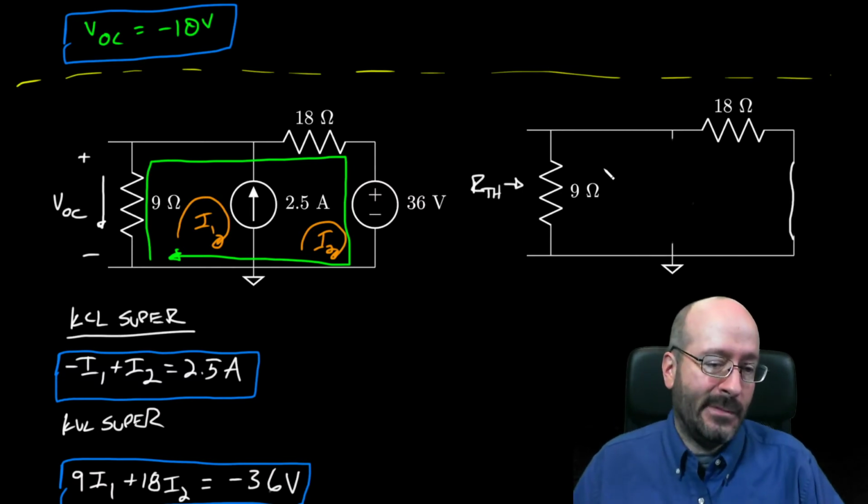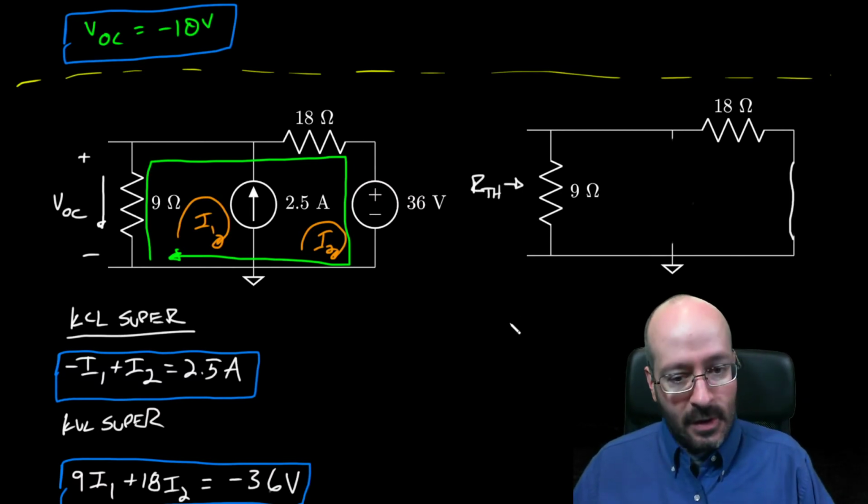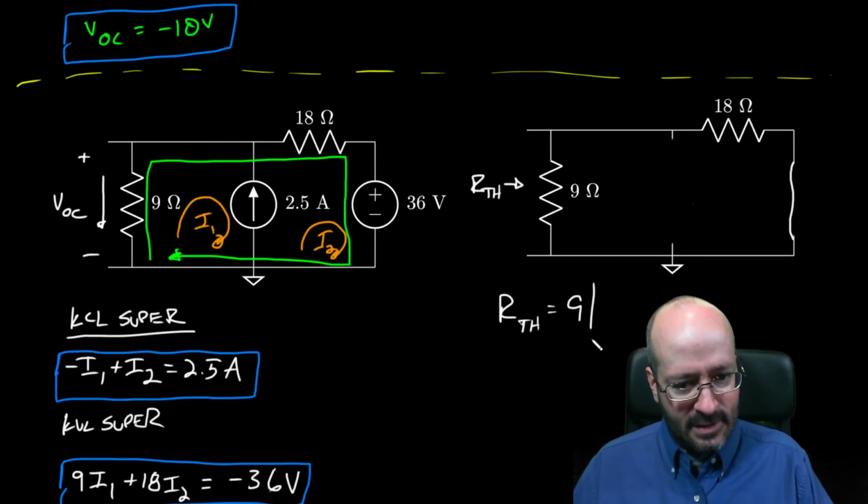Okay, these two are then in parallel. They share this node and they share this node. So our Thevenin is going to be 9 in parallel with 18.